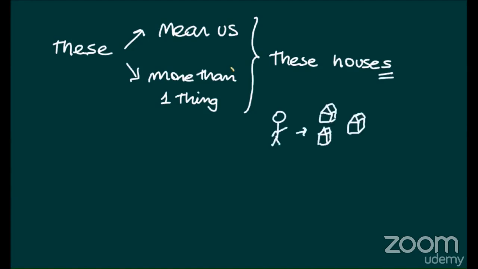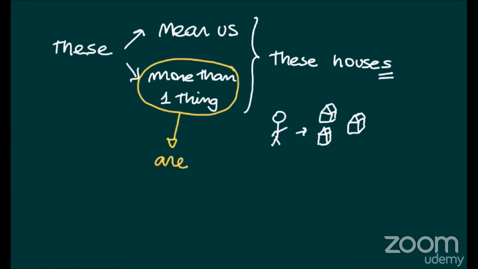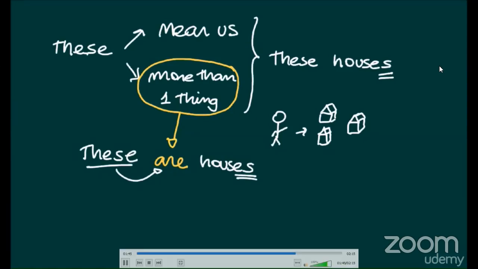For more than one thing, we have to use are if we are using the verb to be. For example, those are houses.